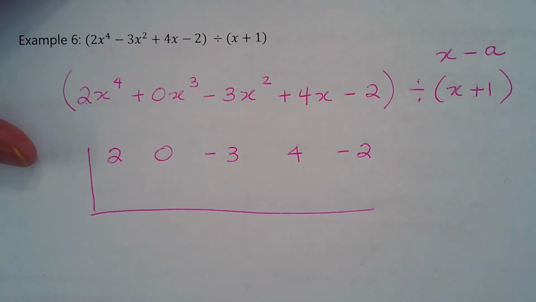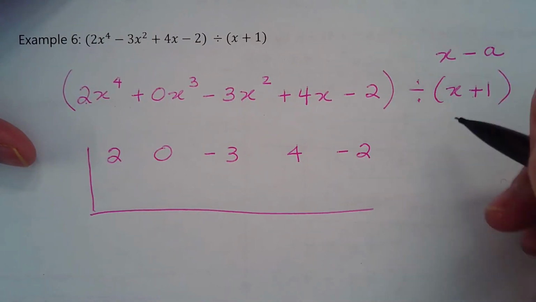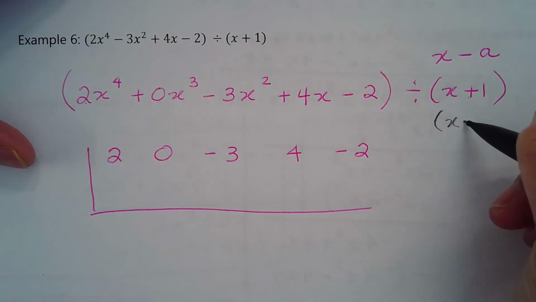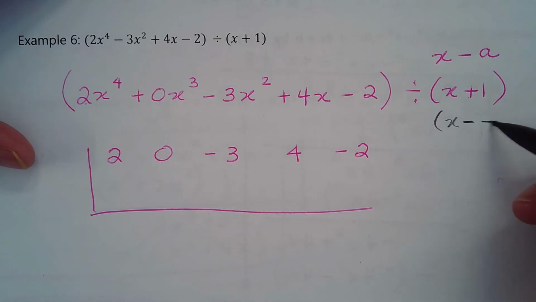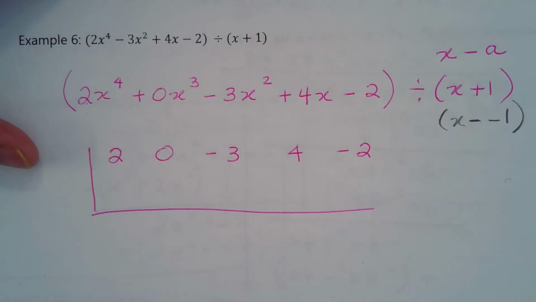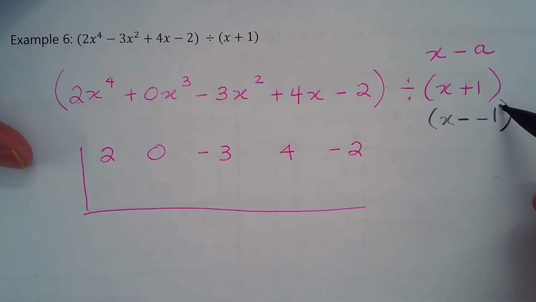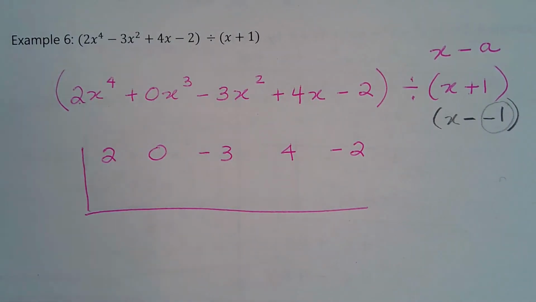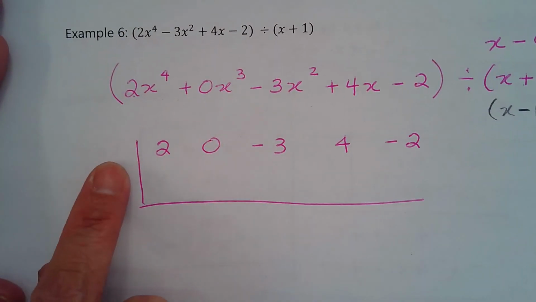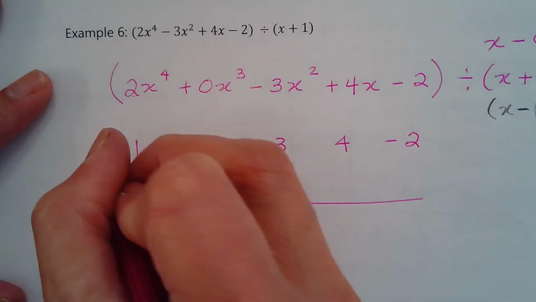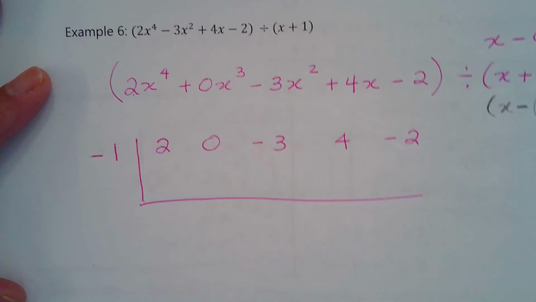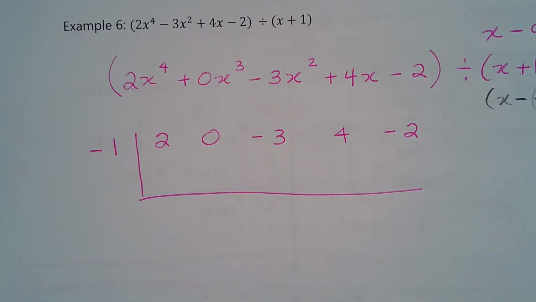Okay. So this one is going to be x minus 1. Is that okay? So what's your a value? Minus 1. The a value is minus 1. So we're going to use that outside. So negative 1. Okay, so far so good?